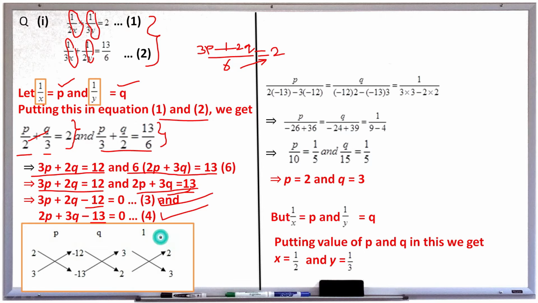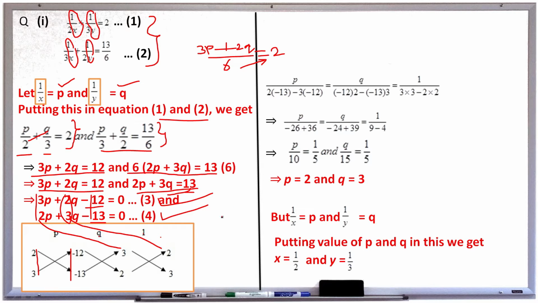We know the cross multiplication method. For that we have the arrangement p, q, 1. Now for these two equations, first write the coefficient of q in the first equation and the coefficient of q in the second equation. So 2, 3, then minus 12, minus 13, then write 3 and 2, and again 2 and 3. This is the way you have to write to get the answer.